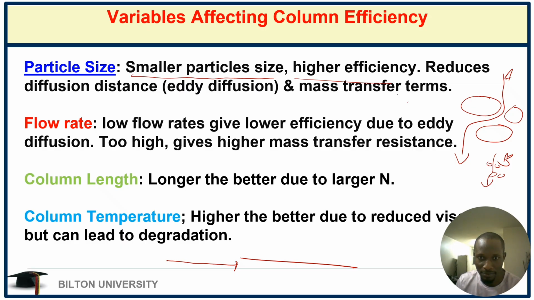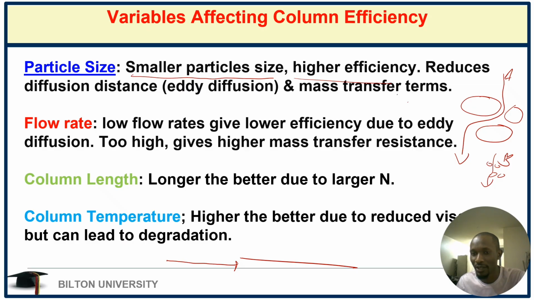Let's look at column temperature. If you have a higher temperature, the better the column efficiency, because it's going to reduce viscosity. But if you are looking at GC, it can also cause column degradation. Column degradation is when the column does not perform its work well. So we're going to look at column degradation in the next class. Viscosity is the resistance to flow of a liquid substance.